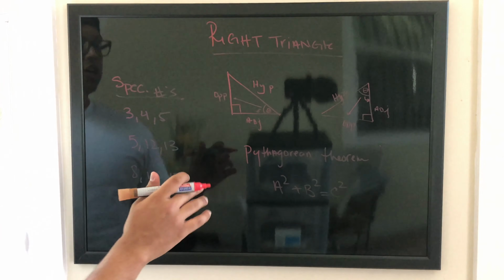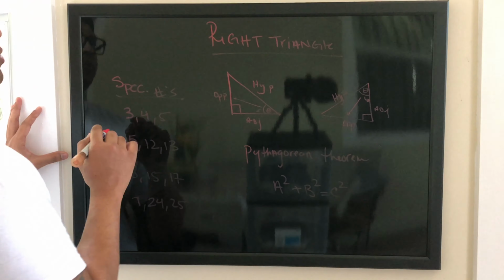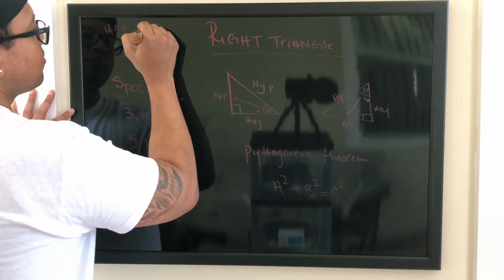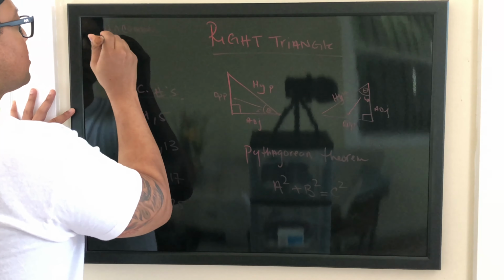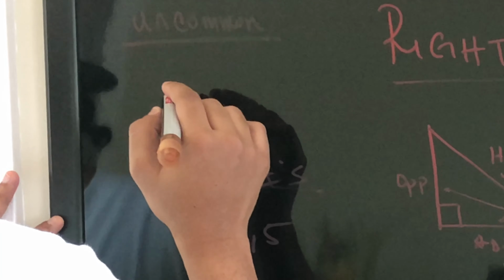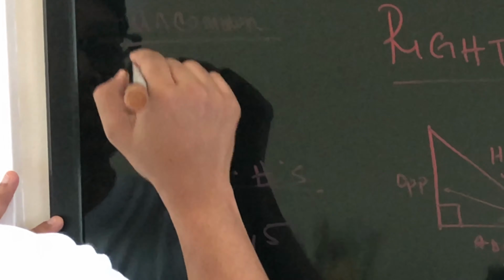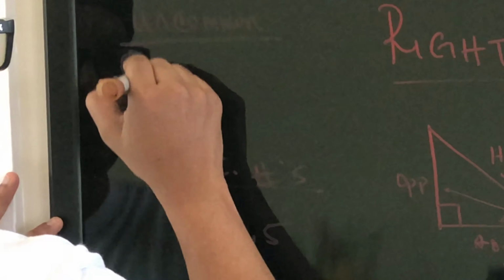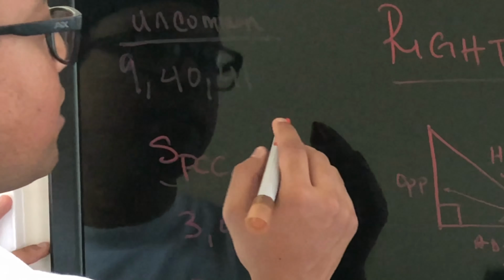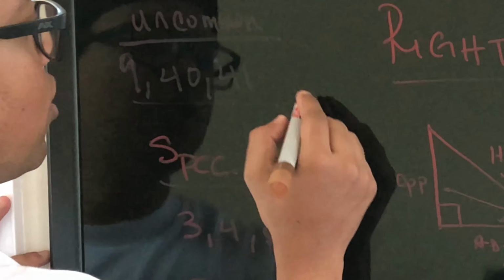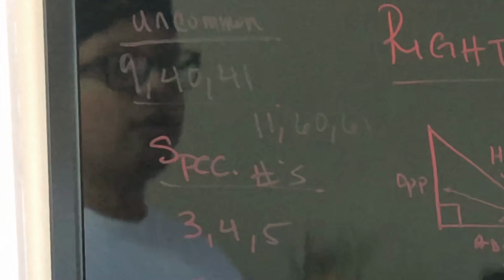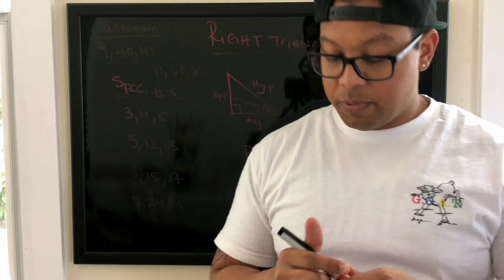Now there are some uncommon numbers that are going to be used as well. These uncommon ones are going to be written like this. You're going to get 9, 40, 41, which is here. Okay, and then you're also going to get 11, 60, 61. These are all very important special numbers that you will get.